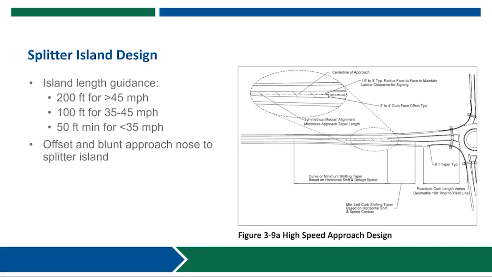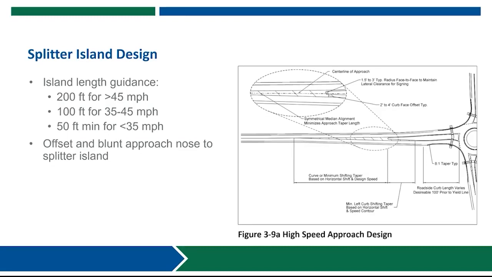As a starting point, the GDOT Roundabout Design Guide provides some general guidance that for higher speed facilities, we would generally want longer island lengths to provide additional visibility and additional channelization. For speeds greater than 45 miles per hour, typically the island length of 200 feet is a good starting point. Getting into the 35 to 45 mile per hour range, a 100-foot long splitter island is a good starting point. So a little bit shorter. You can go longer if you need it for channelization. There's flexibility to go slightly shorter if you need to for access considerations, but 100 feet's a good target.